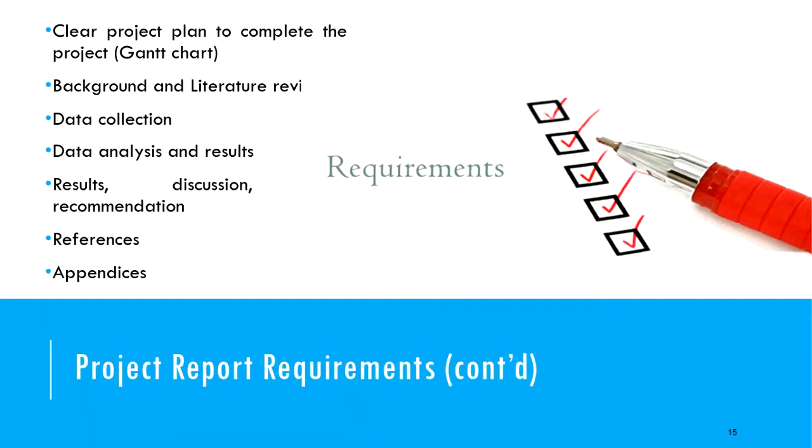What else? It should have a clear project plan to complete the project, a Gantt chart. We're still talking about the project report requirements. It should have background and literature review, data collection, data analysis and results, discussion and recommendations, references, appendices. So revisit these 2 slides and make sure that you have included every aspect or every subtitle in your report number 1 and report number 2. And the template in the department for your report should act as a reference for you.